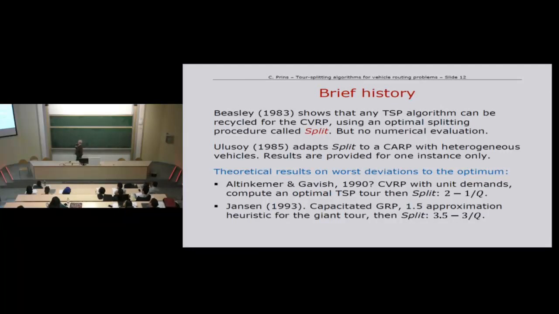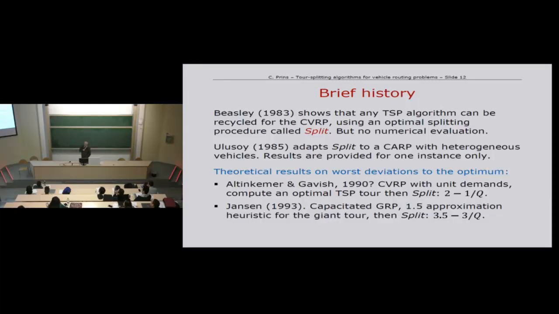It's funny to see that there are some theoretical results on worst deviations to the optimum, Altinkemer and Gavish, for instance. It's a CVRP with unit demand, so all the demands are equal to 1. They show that if you compute an optimal TSP tour, and if you split it, the ratio between the cost of this heuristic and the optimal cost is bounded, it's 2 minus 1 over big Q. So big Q is the capacity of vehicles.